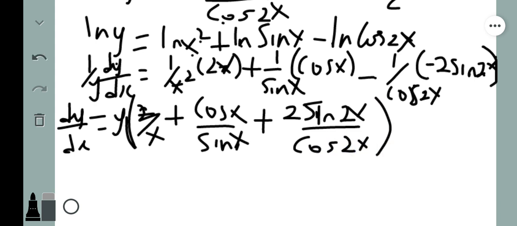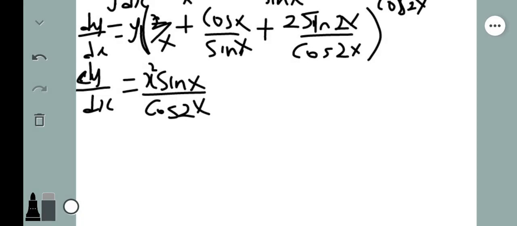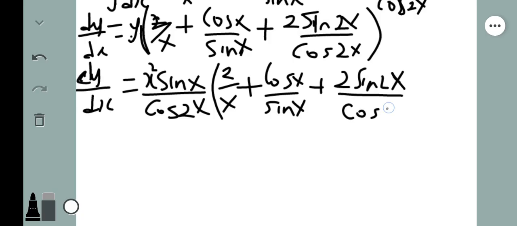So we have this. What is the value of our y? Let's replace y with this value here. So I've replaced y with this, and then in brackets we have 2 over x plus cos x over sine x plus 2 sine 2x over cos 2x. You get it? So we have this.